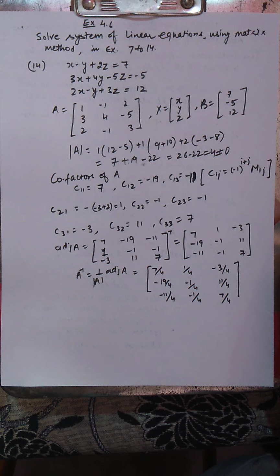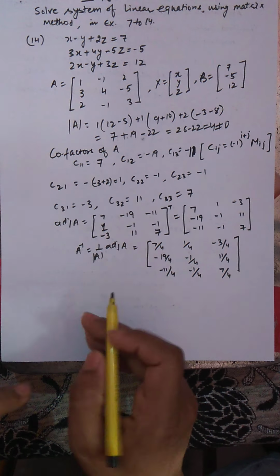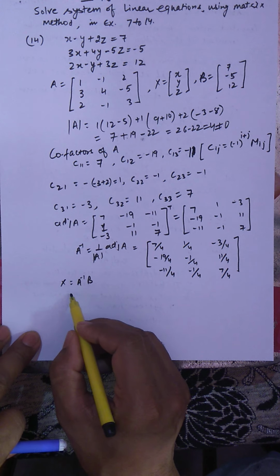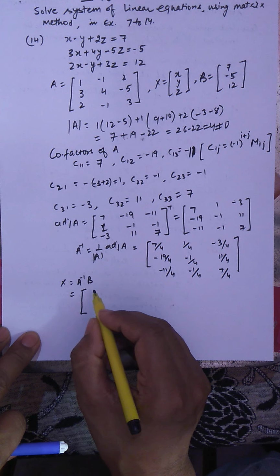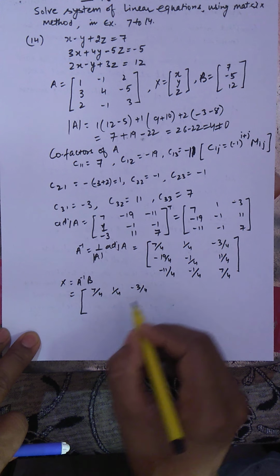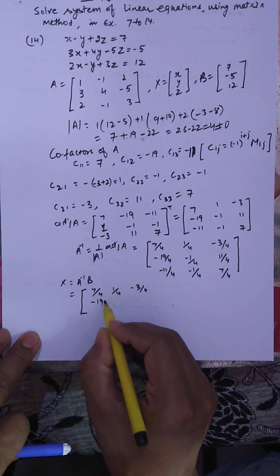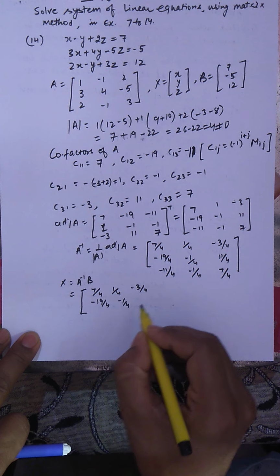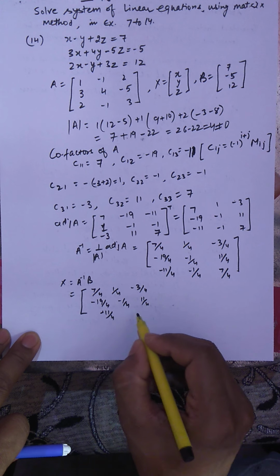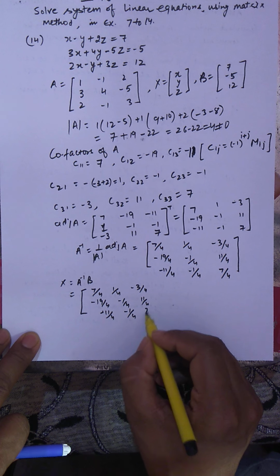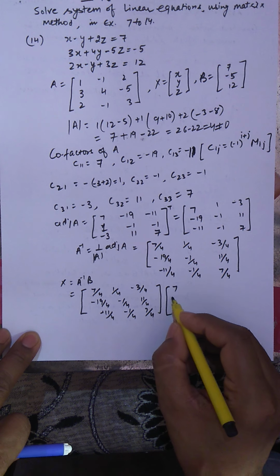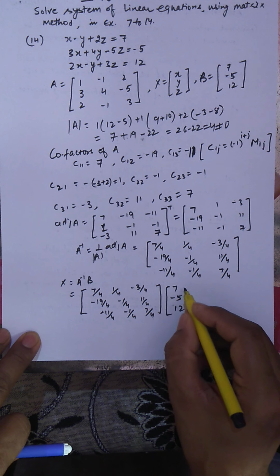Now the last step is to find the values of x and y. So you know X equals A inverse B. Now we'll put in the values: 7 by 4, 1 by 4, minus 3 by 4, minus 19 by 4, minus 1 by 4, 11 by 4, minus 11 by 4, minus 1 by 4, 7 by 4, into B. B is your 7, minus 5, and 12.